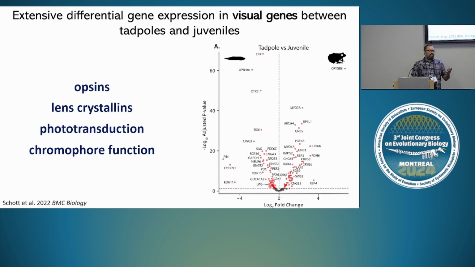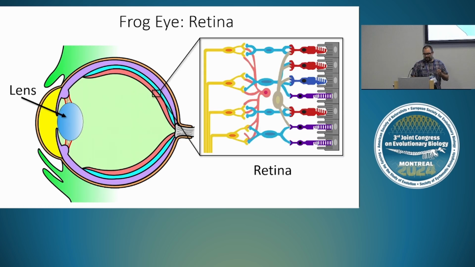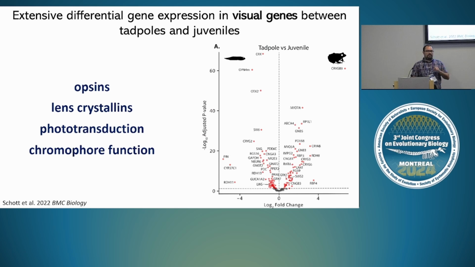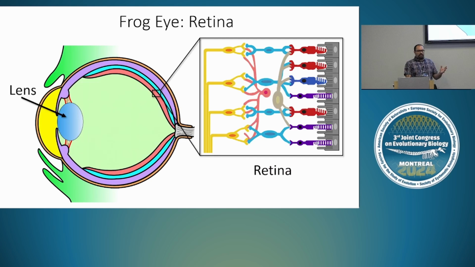And so in this volcano plot, this is a different analysis where we just restricted the data to a subset of curated visual genes. And we found that several gene types popped out from this analysis. So we had the opsins, the lens crystallins, which are involved in the formation of the lens, the phototransduction genes, and a gene involved in chromophore function. All right, but what about across species?